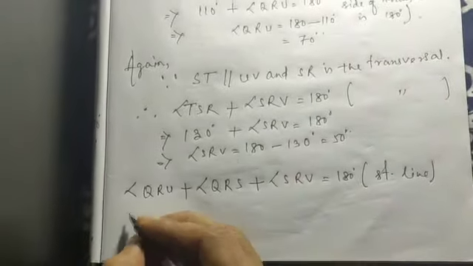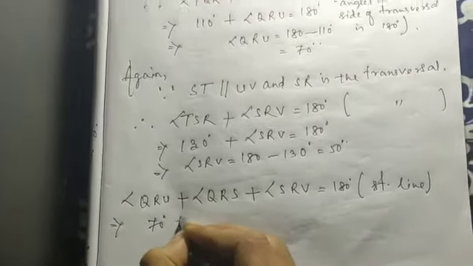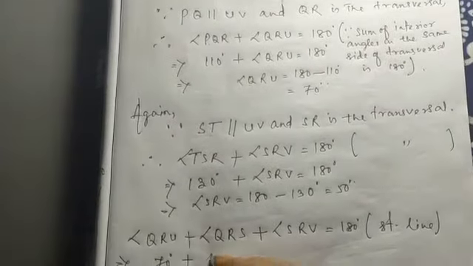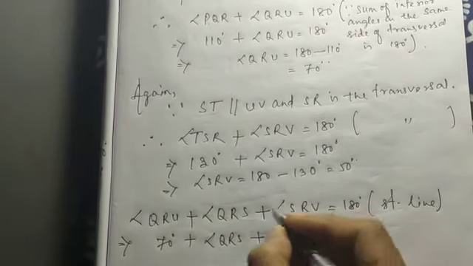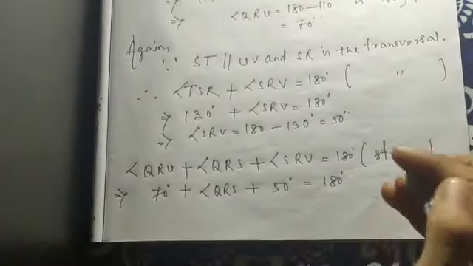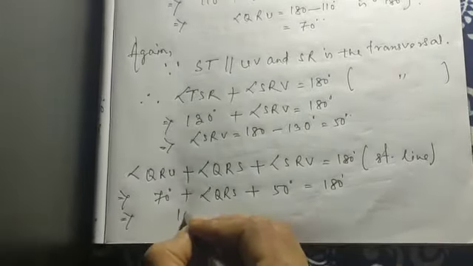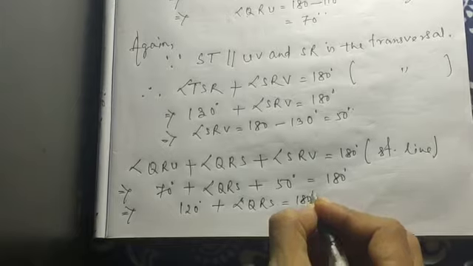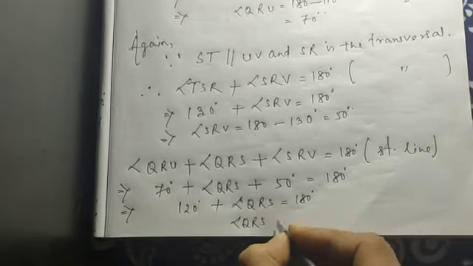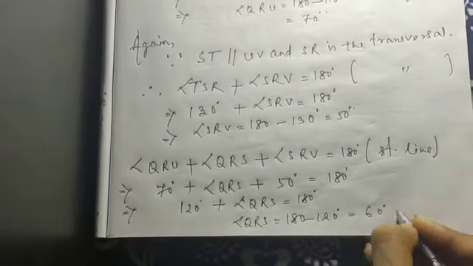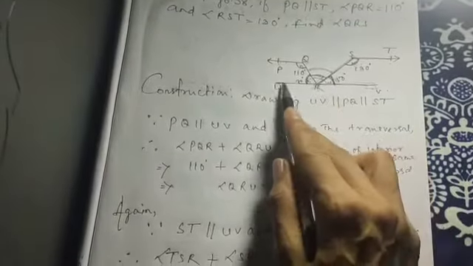QRU we got here 70 degree. So writing down 70 degree plus QRS, we are asked to find out QRS. So angle QRS plus SRV we got here 50 degree is equal to 180 degree. 70 plus 50, 120 degree plus angle QRS is equal to 180 degree. Angle QRS is equal to 180 minus 120, that is 60. Clear? In this way we found the QRS.